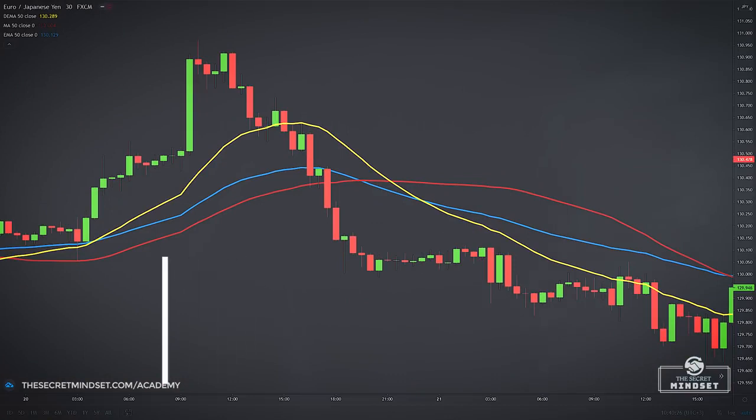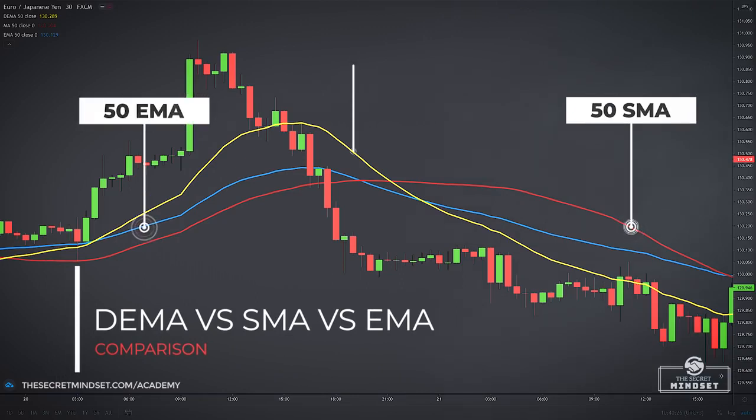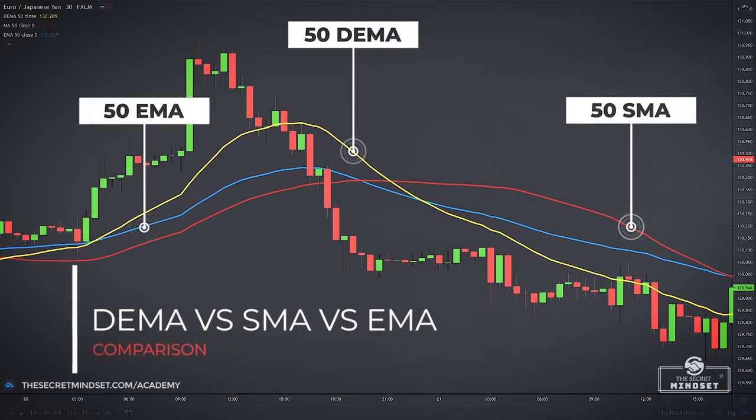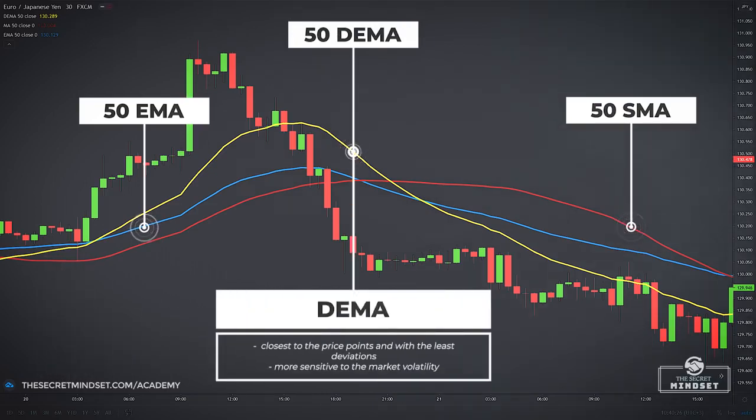Here's a price chart with several moving average studies. The red line represents the 50-period simple moving average line. The blue line represents the 50-period exponential moving average, and the yellow line represents the double EMA line. Notice how the double EMA hugs the price action better than both the simple moving average and the exponential moving average. We can observe that the double EMA is closest to the price points and with the least deviations. Since the double EMA line mimics the prices most closely, it is therefore most sensitive to the market volatility.